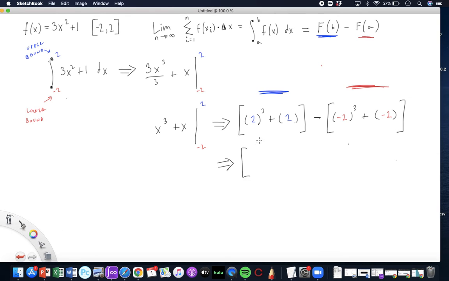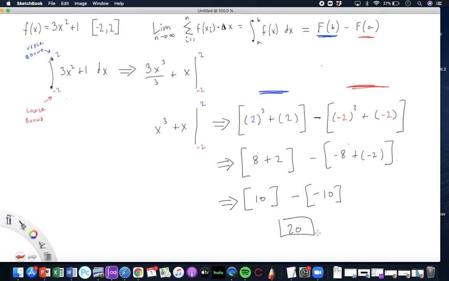So we get, let's see, 8 plus 2. I'll draw everything out for you here. Minus, in this case, this would be negative 8, because negative 2 to the third is negative 2 times negative 2 times negative 2, plus the negative 2. Trust me, I've been in situations where I've worked these problems all the way through and I missed a negative sign. So be aware, don't rush yourself. And then we have 10 minus, and you'll notice this comes out to negative 10, which comes out to be 20.